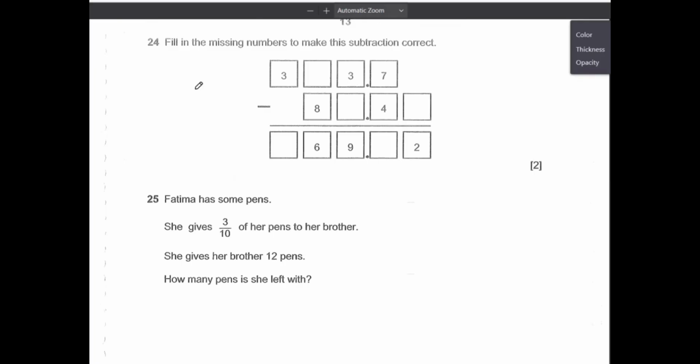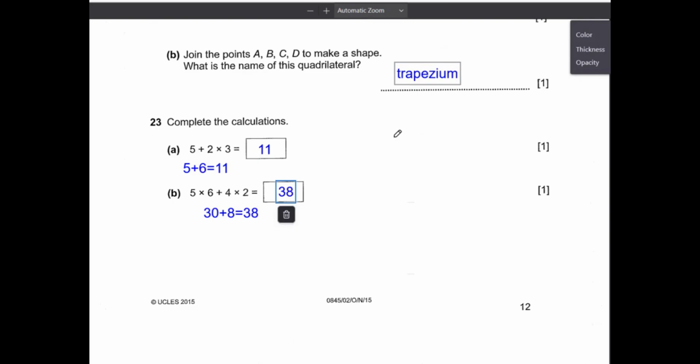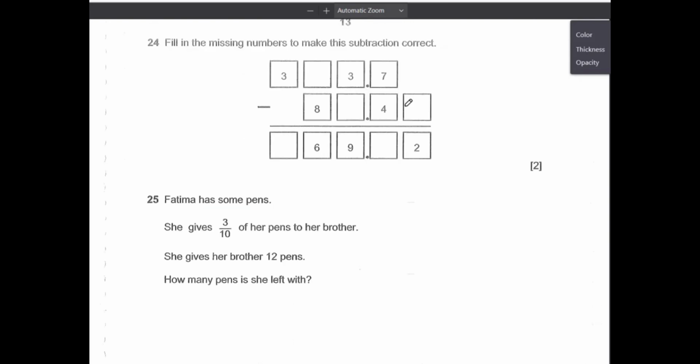Let's go to question 24. Fill in the missing numbers to make this subtraction correct. We've got a subtraction and we need to make it correct. We say this number minus this number, and I give you this answer. If you look, there is no number here. You can replace this number with a 0. So this number here will be a 0. 0 minus which number will give you 2? You need to understand that when you have 0, that means it is 10 minus.